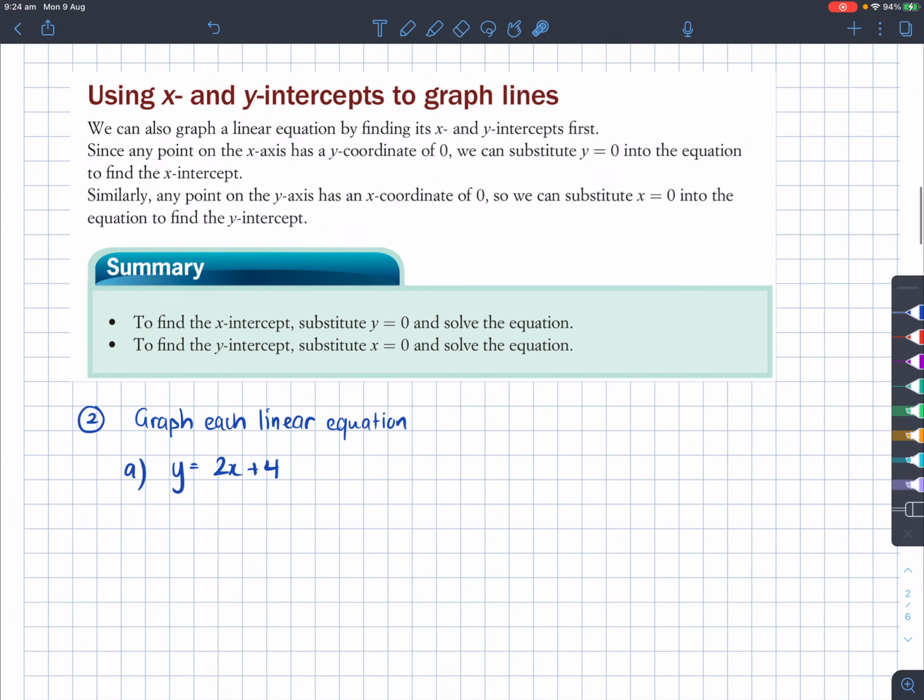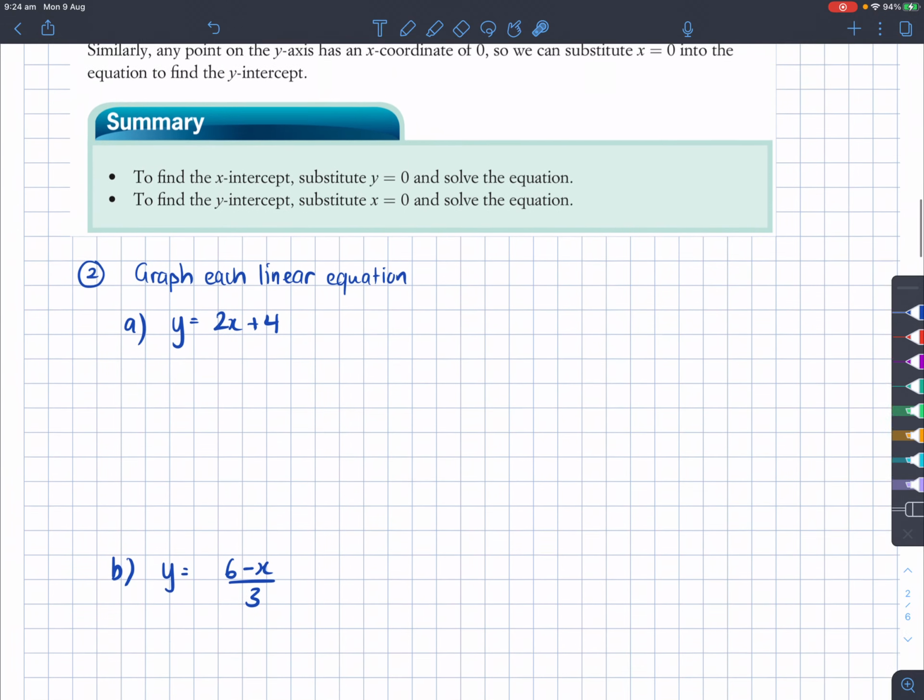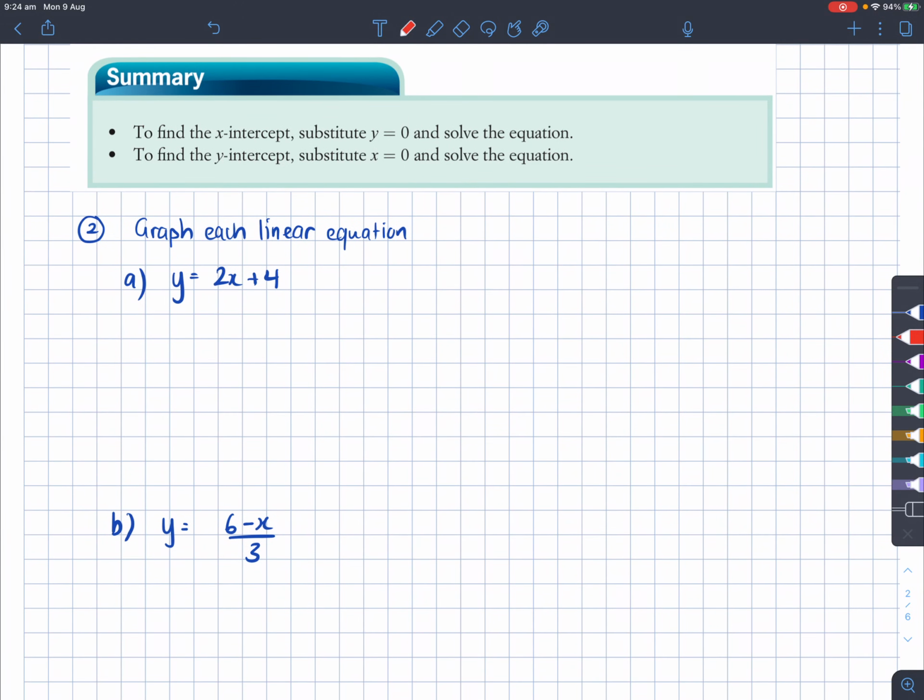Alright? So it's very important that you write this rule down. Alright? And we'll start off by doing question A using that strategy. So, if I want to find out our x-intercept, I will let y equal 0. So if I let y equal 0, then 0 equals 2x plus 4. And now I can solve this equation by subtracting 4 to the other side. So that minus 4 equals 2x, and dividing by 2 gets me negative 2.